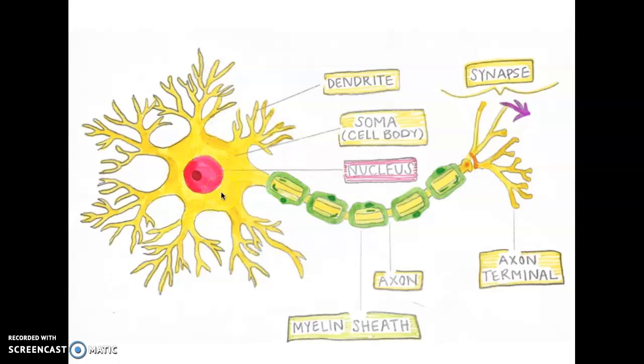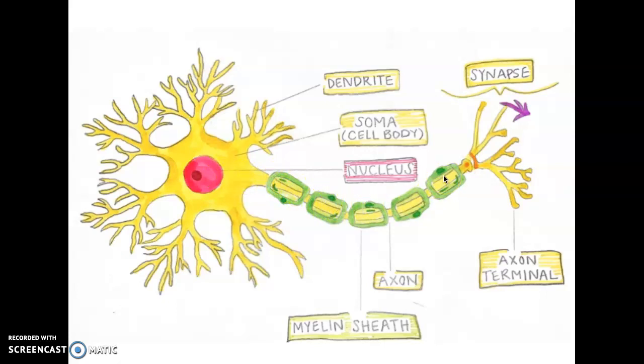The soma is also known as the cell body and could be thought of as the control center of the neuron. And it contains the nucleus, which is right here. Within the nucleus holds DNA or genetic information which determines cell types. The soma then sends this signal to what is called the axon, as you can see here.